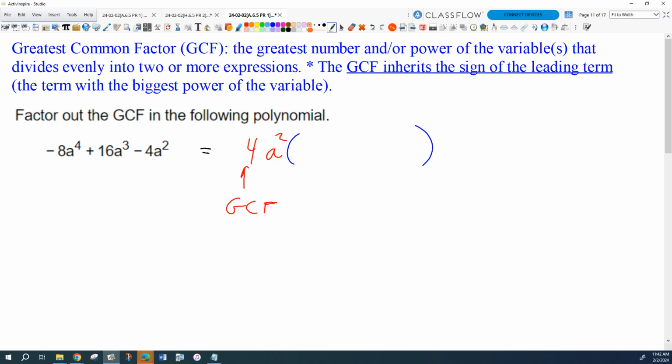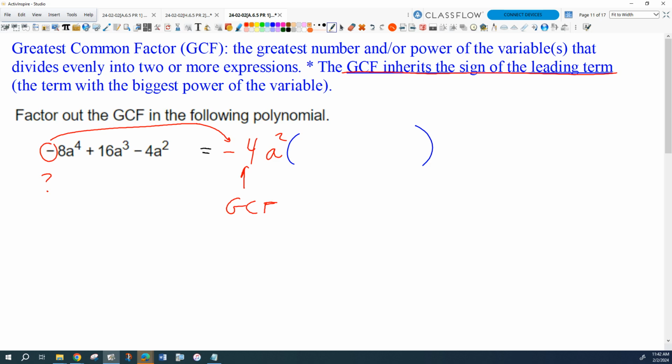Okay, so now here's the only question. This is not a hard one, but it poses a little question for us. Does the GCF include a negative or not? Here's the rule. If the leading term is negative, then the greatest common factor is going to become negative. The greatest common factor is always going to have the same sign as the leading term. It inherits the sign from the leading term. So like if 16 was in the front, then it would have been just positive. Exactly. So because the leading term is negative, we're going to make the GCF negative.